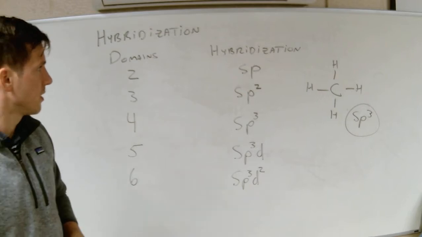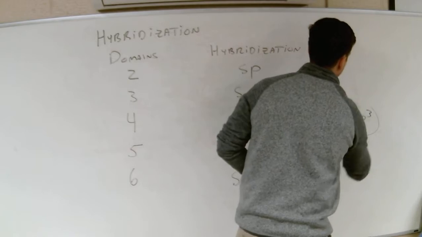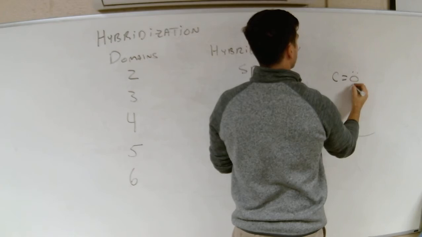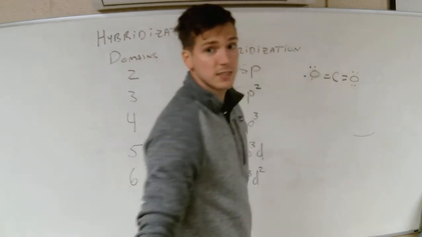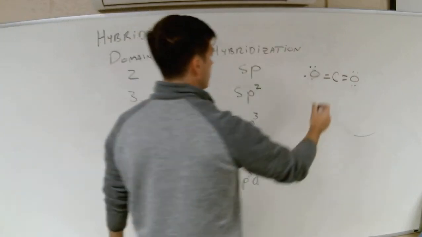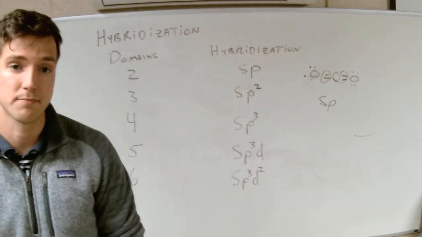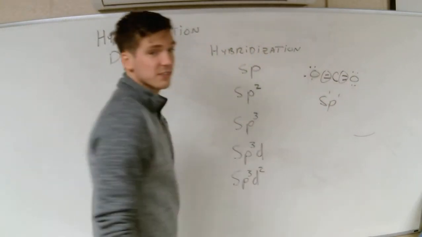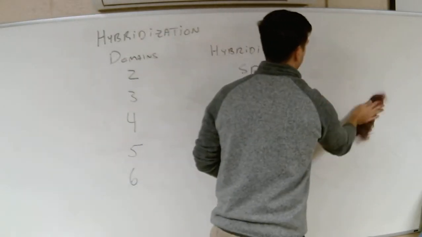Just make sure you're counting the domains and following your intuitiveness with orbitals and orientations to help you out. Say I was looking at CO2 and I just want the hybridization around the central atom. How many domains are around CO2? 2. 1, 2. So my hybridization is just sp. 1 for the first domain and 1 for the second domain, sp. Let's give you a trickier one here.